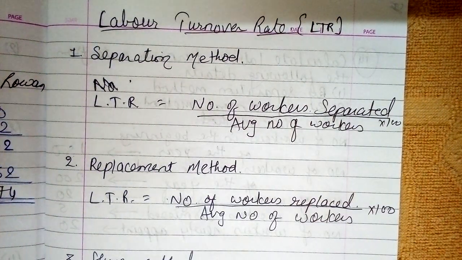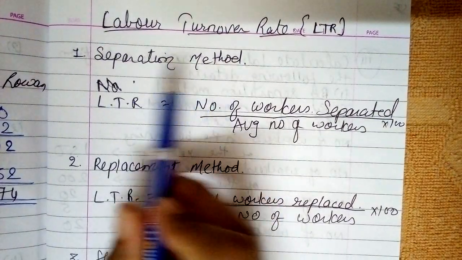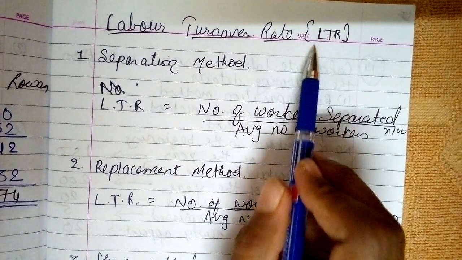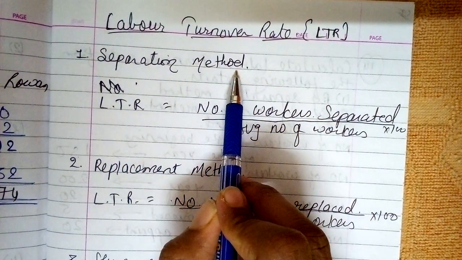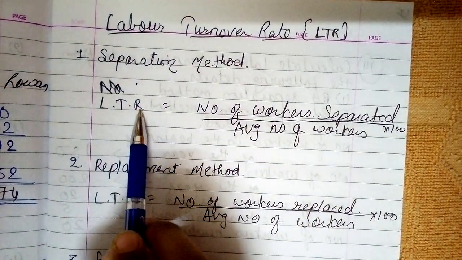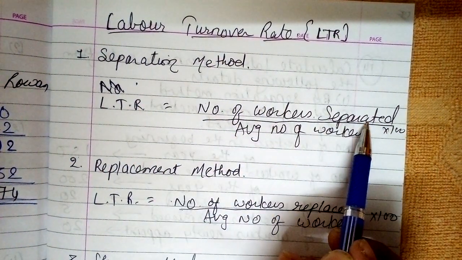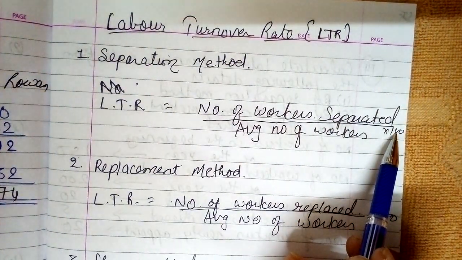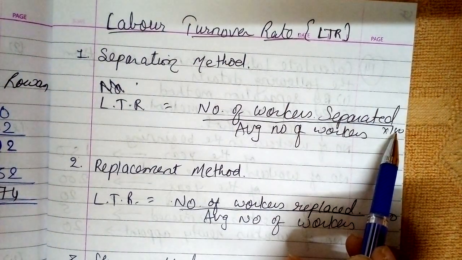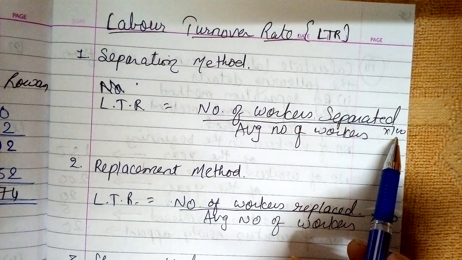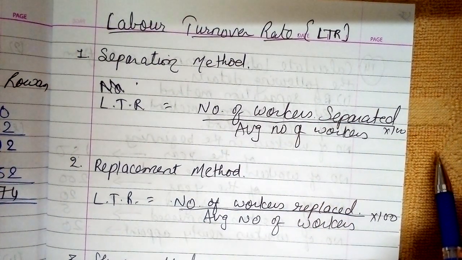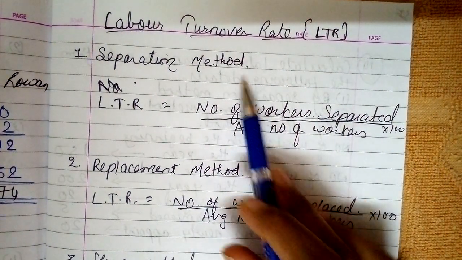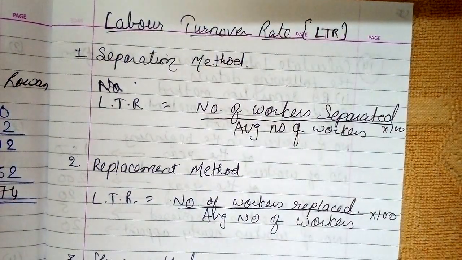number of workers replaced. The first method of labor turnover rate, which can be shortly called LTR, is labor turnover rate as per separation method. Labor turnover rate will be number of workers separated divided by average number of workers into 100. The number of workers separated can include the number of workers resigned, number of workers retired, number of workers who left, and number of workers who have been retrenched or fired. So this is the labor turnover rate as per separation method.